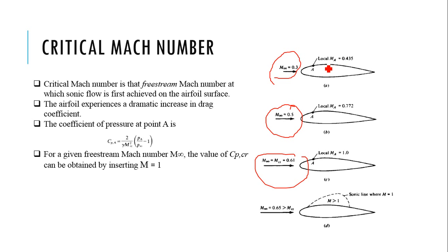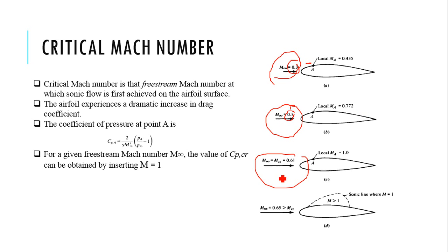That means, because of the small perturbation potential over the surface of the airfoil, the flow over the surface of the airfoil, somehow over the surface the velocity will be increased. So we are picking a point here. At this point, you can see the local Mach number is 0.435 when the free stream Mach number is 0.3. When the free stream Mach number is increased to 0.5, at the same point A, the Mach number is 0.772.